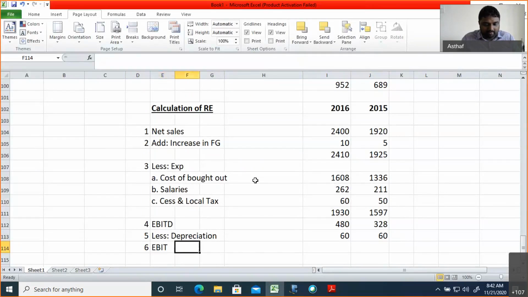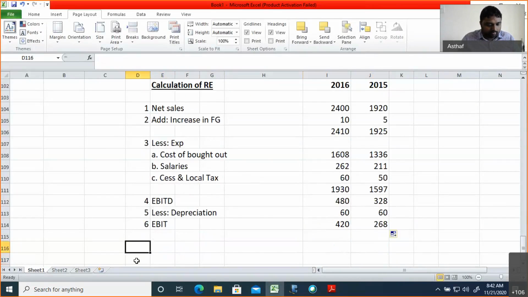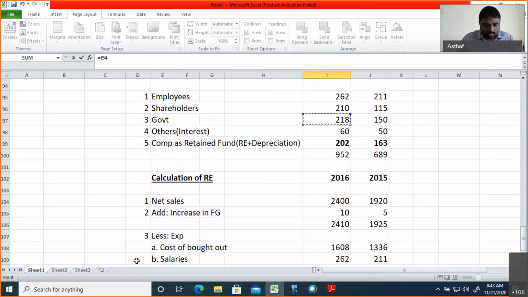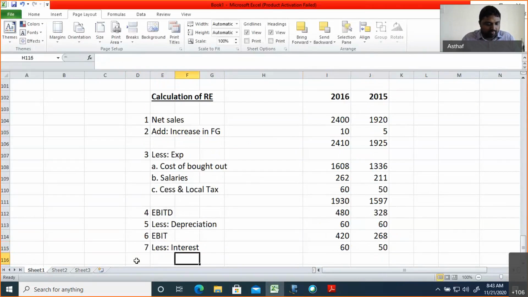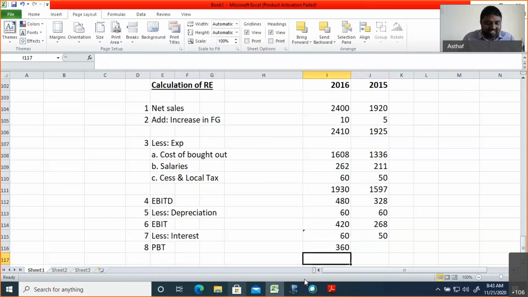So you will get EBIT. Now less interest. What is the interest amount? 60 and 50. PBT. See why I am giving this proper format: next question they will ask PBT. That time I won't do PBT. I told you how to find out PBT.